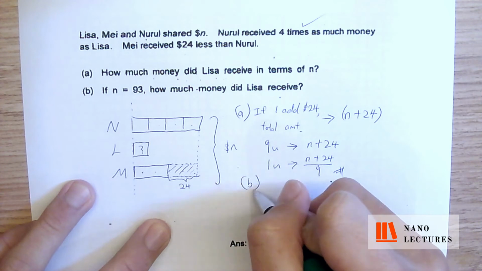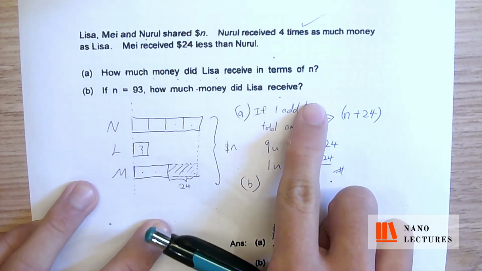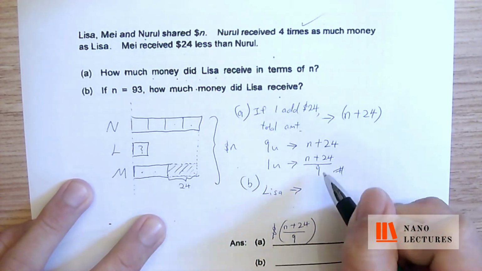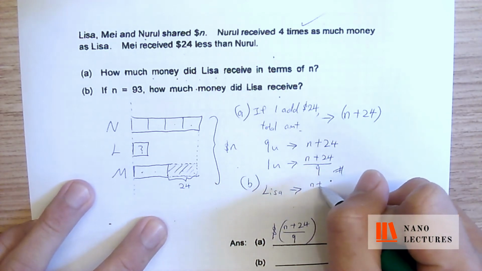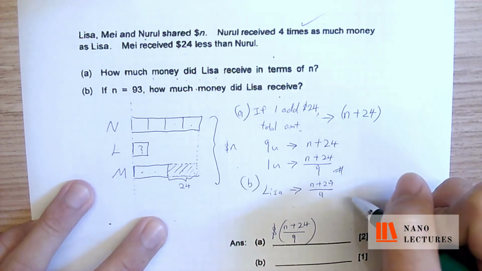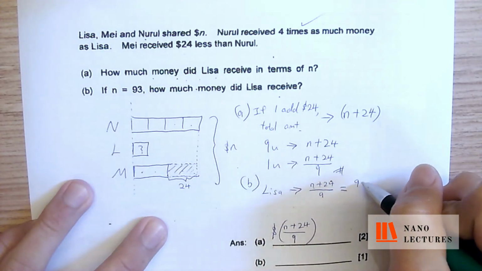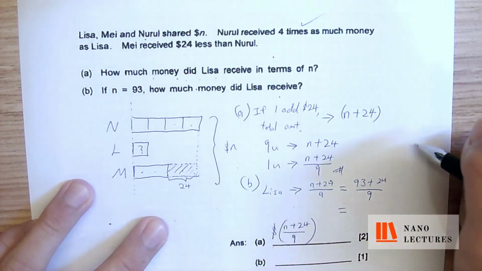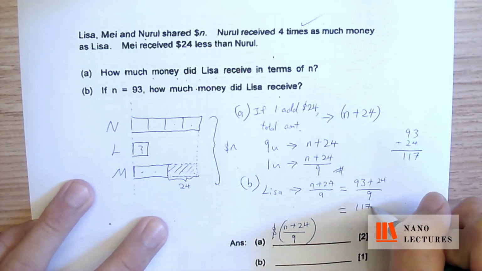Okay, B. Then they said, if N equals 93, how much money did Lisa receive? Since we know that Lisa is this amount, we're going to put Lisa, arrow, and write down the amount of money that Lisa received in terms of N first. So it's N plus 24 over 9, which equals, instead of writing N, now you can write 93. So it's 93 plus 24 over 9. So this will give us what? 93 plus 24: 3 plus 4 is 7, 9 plus 2 is 11. So it's $117. 117 over 9.